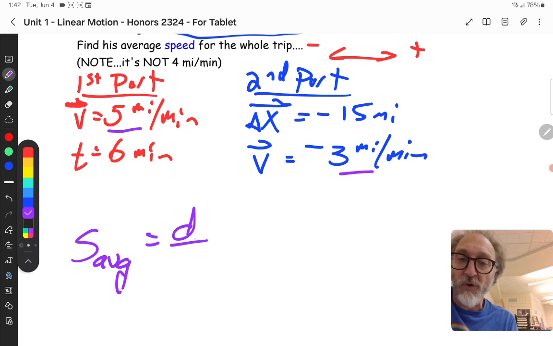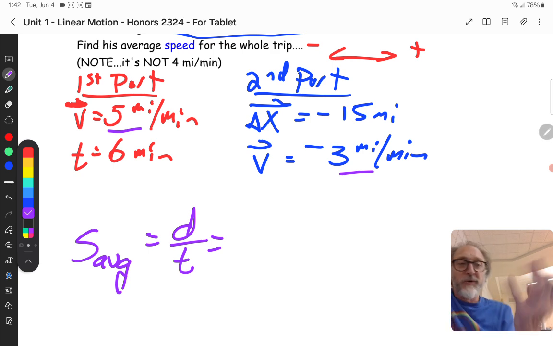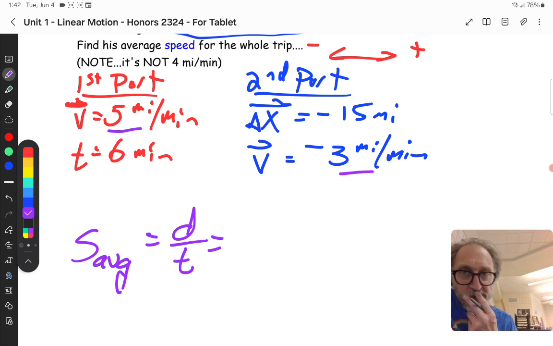It's distance over time. So I need to know the total distance that Roy drove and the time it took. So let's see. For the second part of the trip, I know how far he went. He went 15 miles. The direction's negative, but remember, distance doesn't care about the direction. So I think I need to put this all together. Let's figure this out.